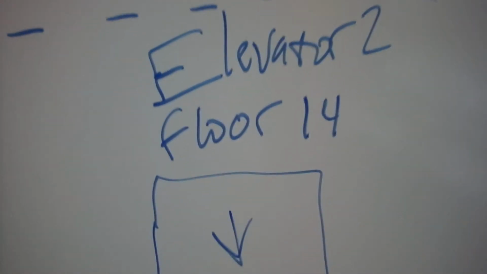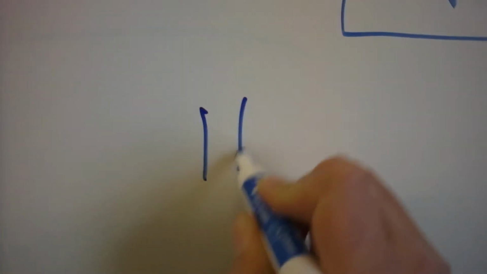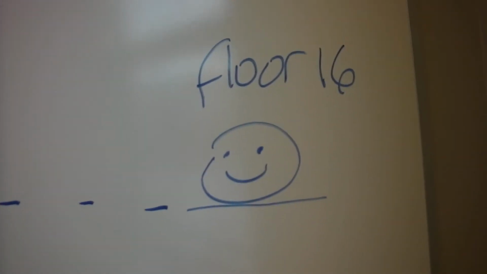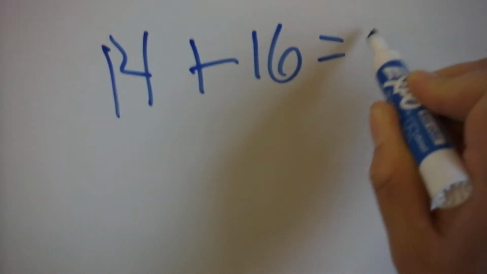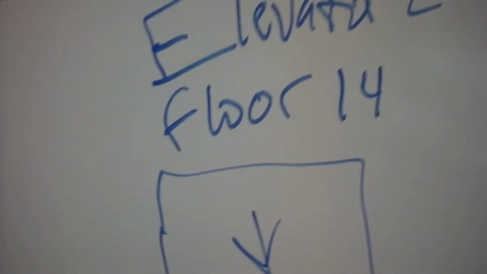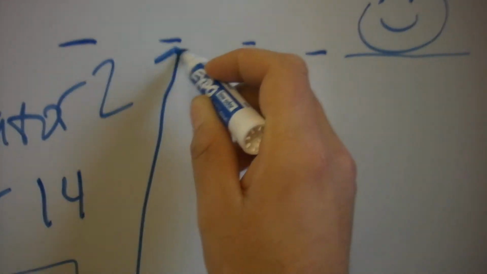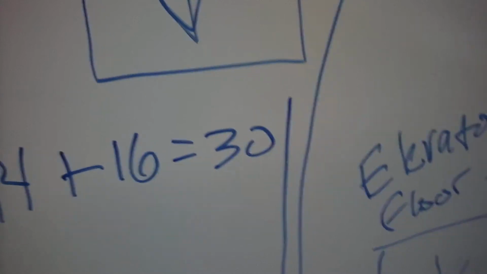So first, going from floor 14 to floor 1, that'll be a travel of about 14 floors. And then going from floor 1 to floor 16, that'll be an additional 16 floors. 14 plus 16 is 30. Now remember, this elevator here has to travel down and then up to the customer floor. So elevator 2 will have to travel 30 floors.